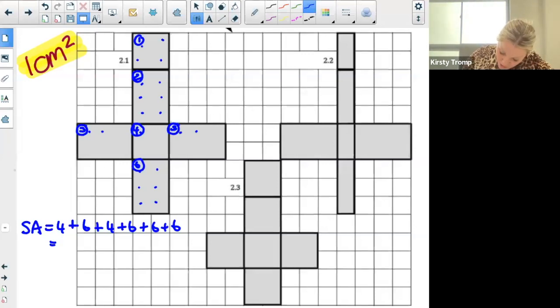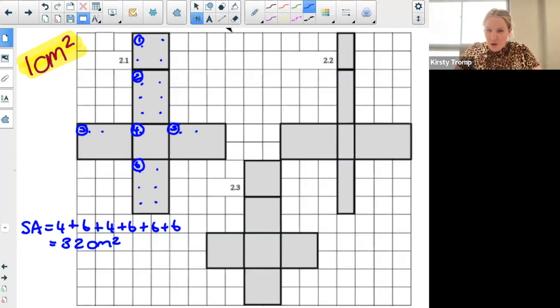Let's go make sure. So 4 plus 6 is 10, 14, 20, 26, 32. Well done. Yes. 32 centimeters squared. Well done, Itandile. Thank you. Does it make sense? Yes, ma'am. Awesome. Thanks, Itandile. Thank you for being brave and for trying it out.